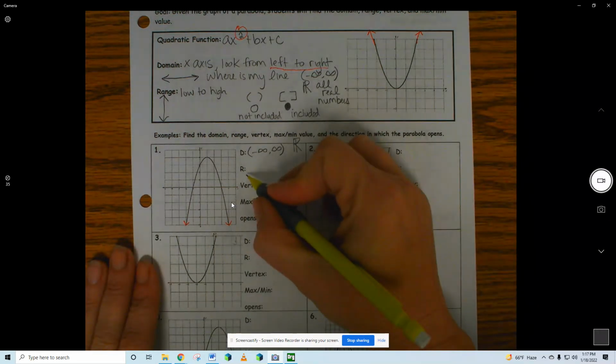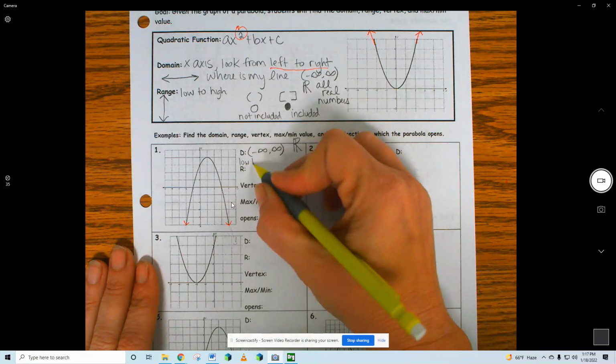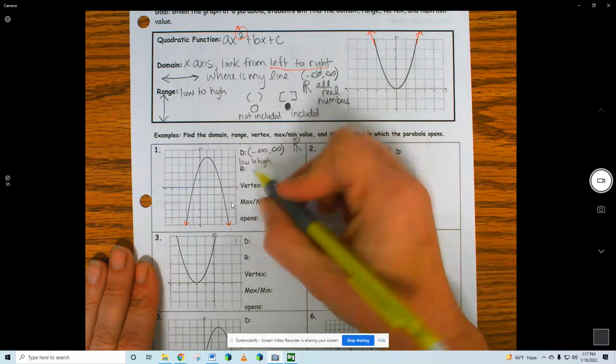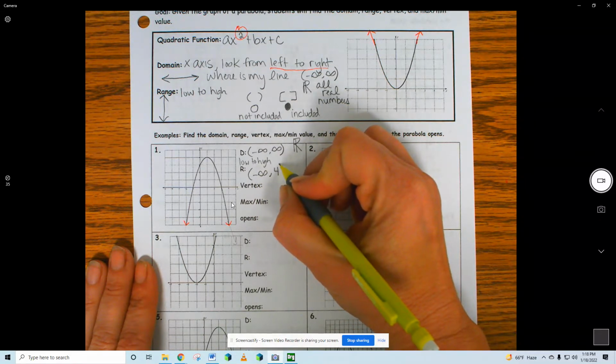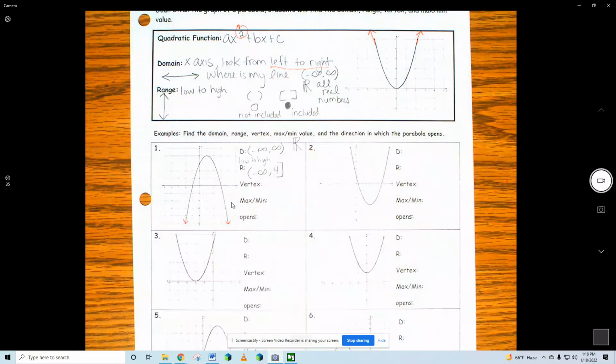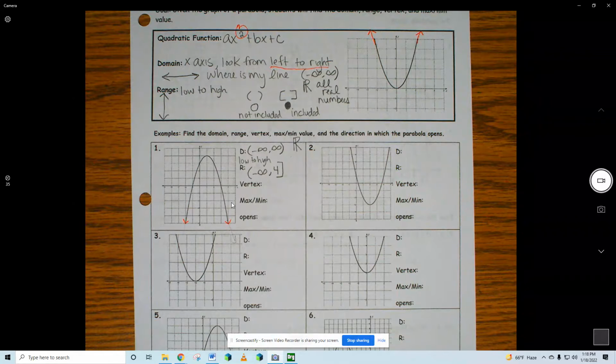So the range, low to high, is going to go from negative infinity, low, and the highest it goes is 4. And it stops at 4 and it touches at 4. I put a bracket at 4 because it's included. It's a solid line and it hits at 4. It's not a dotted line. It's a solid line and it's touching 4, isn't it? But it doesn't go to 5. It stops at 4. 4 is where it stops. Negative infinity, down underneath the school, everywhere. Negative infinity up to 4.